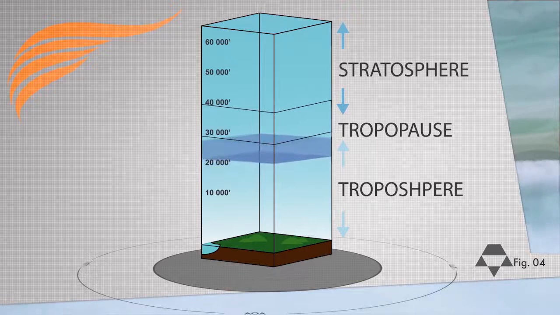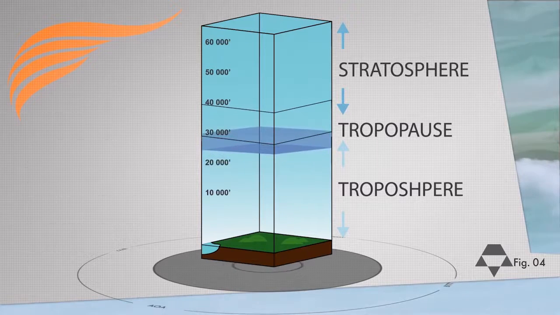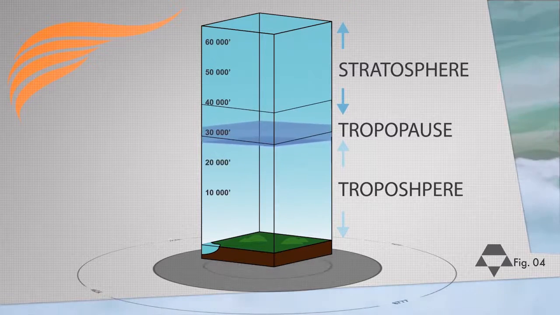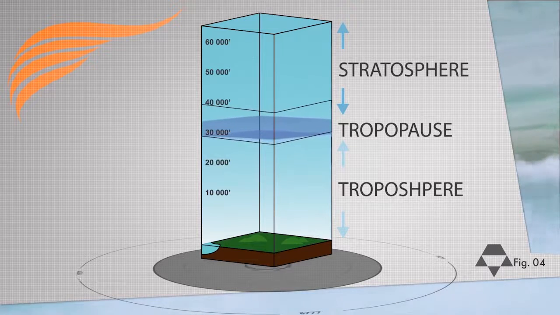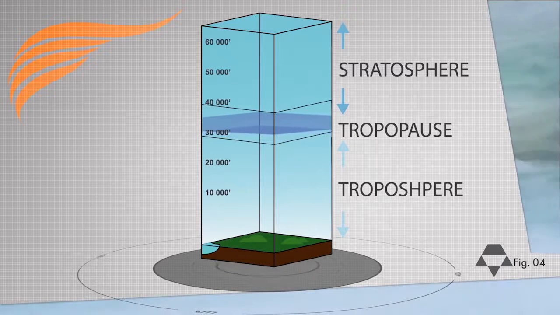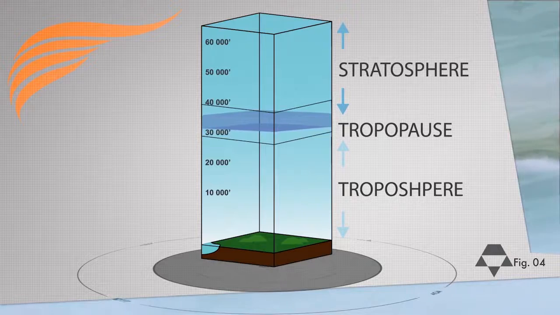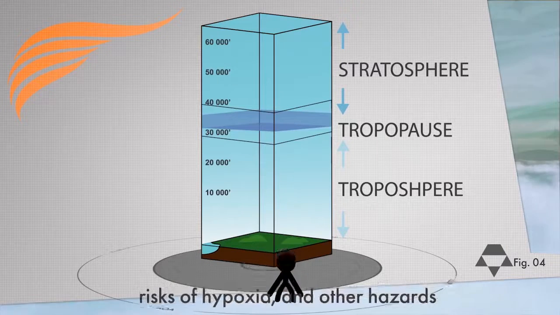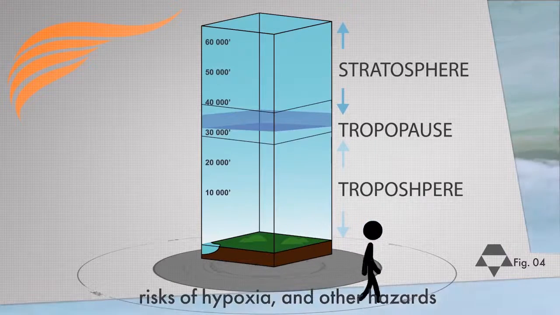Above the troposphere, there is the stratosphere, which is where most airliners fly due to the relatively calm air and cold temperatures. Unfortunately, in the lower stratospheric region between 30,000 and 40,000 feet, the amount of ambient air makes it tough for humans to survive without being exposed to the risks of hypoxia and other hazards.